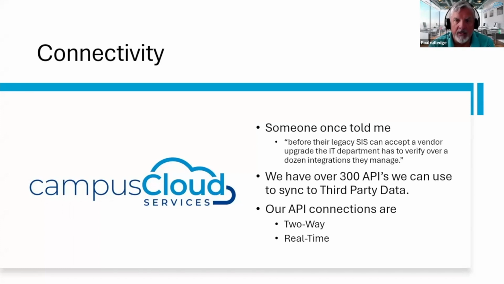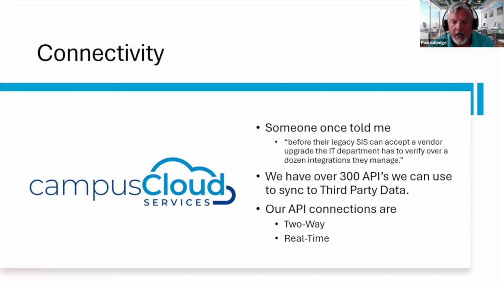That is the concern with a lot of the current SIS systems that have been expressed to me relative to the connectivity, because depending on how old your system is and how modern your institution is, there's been a lot of things created to provide information to students that require easy and reliable connectivity. Well, because we're natively browser based and because of our modern code, we have over 300 APIs. That stands for Application Program Interface, that we can use to sync to third-party data.